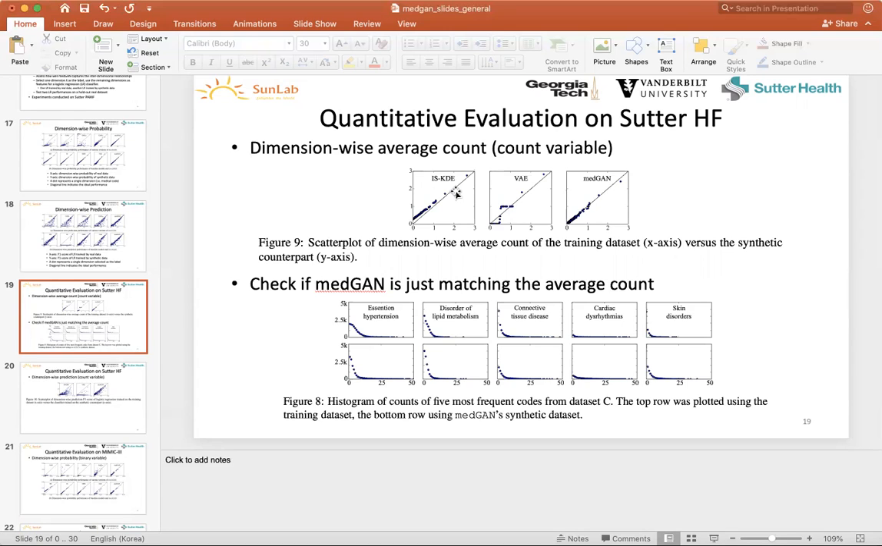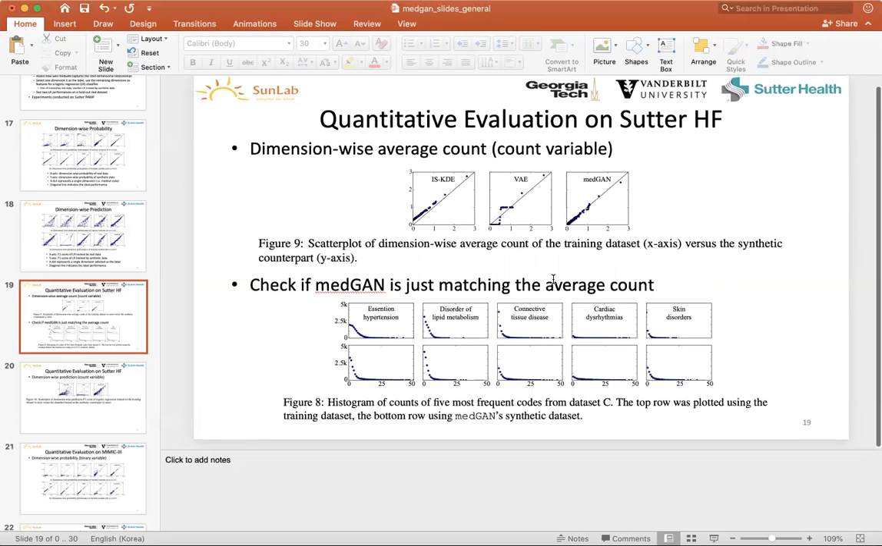Something more advanced than just simply generating binary variables. But the thing to note is that this is independent per-column generation. So again, even for count data, MedGAN is moving along the diagonal lines. So it is way better than ISKD or VAEs.